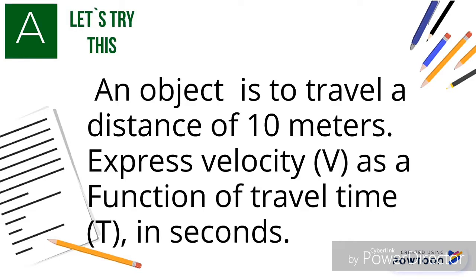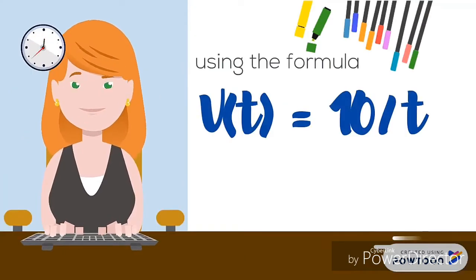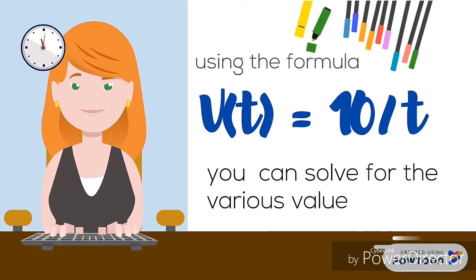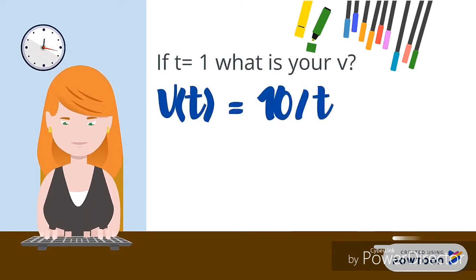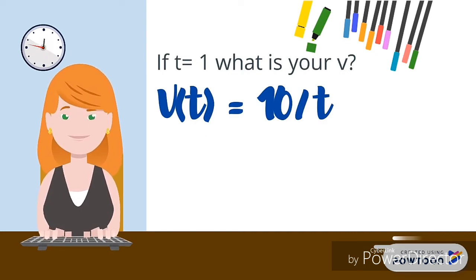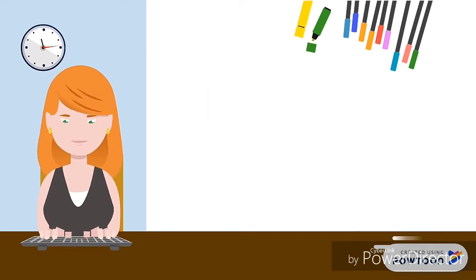An object is to travel a distance of 10 meters. Express velocity v as a function of the travel time t in seconds. Using the formula v of t is equal to 10 divided by t, you can solve for the values of v. If t is equal to 1, what is your v? V of t is equal to 10 divided by t. V of 1 is equal to 10 divided by 1. V of 1 is equal to 10.